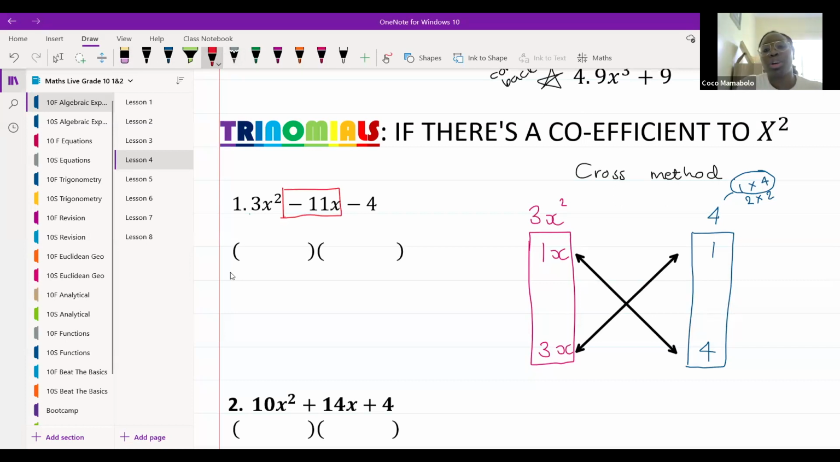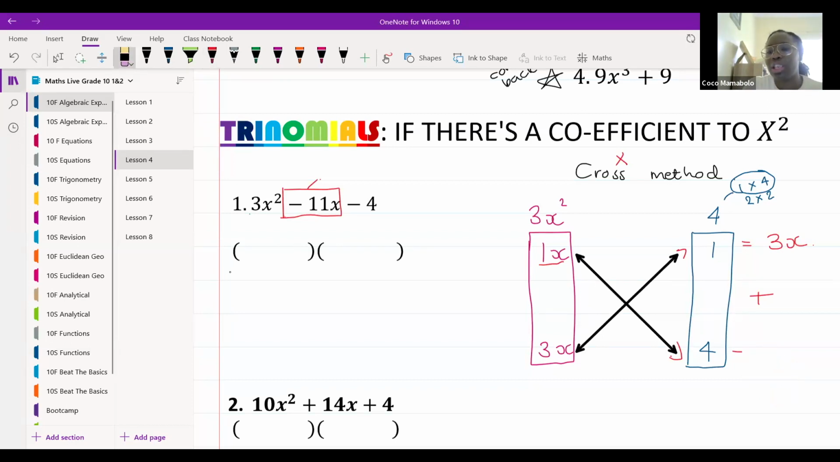But because this is the cross method, we're going to cross multiply. So I'm going to go 1x times 4 is going to equal 4x. And 3x times 1 is going to equal 3x. Now, if I look at these two numbers and I add them together, they're going to give me 7x. If I subtract them, are they going to give me 11x? Is that going to work, guys? No, it's not going to work.